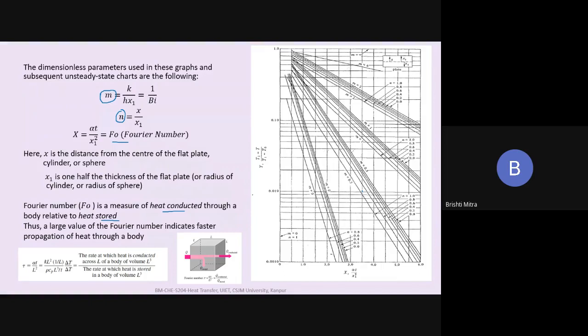This figure I have taken from Geankoplis. Even if it's not very clear, you have the book with you. You can have a look at the book.